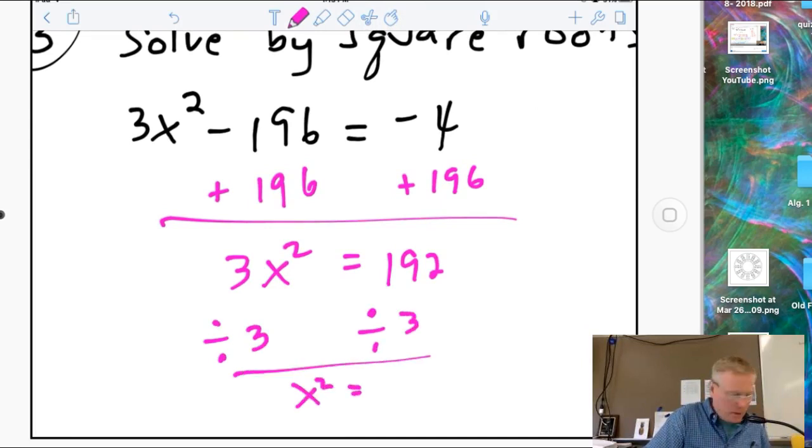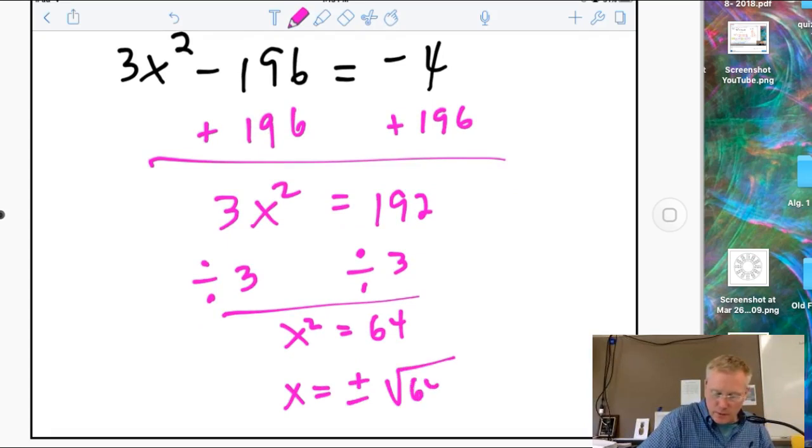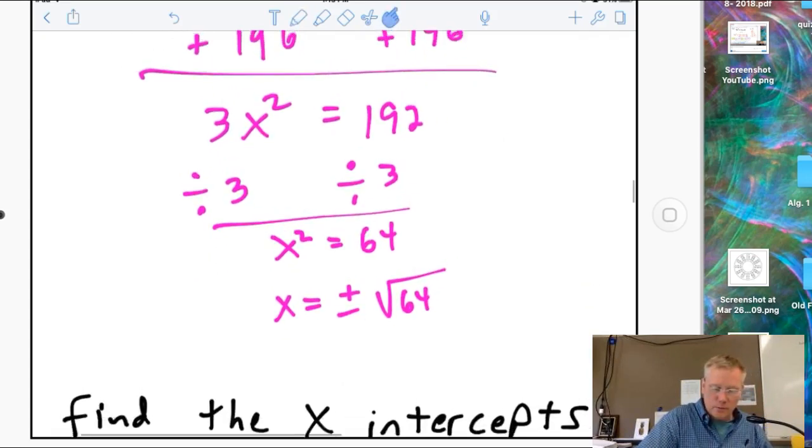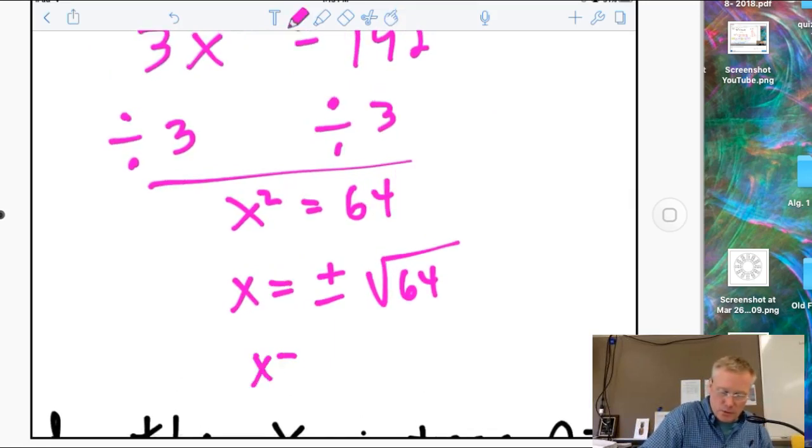And I get x squared equals 192 divided by 3, which is 64. And my last step is I can take the square root of both sides. Remember, you got two answers here. Okay, it's a positive one and a negative one. And I get x equals square root of 64 is 8. And x also equals negative 8.